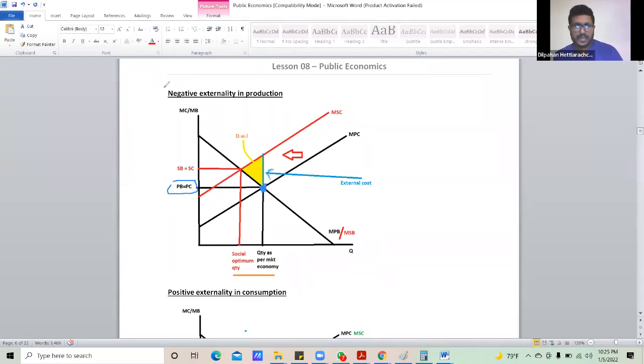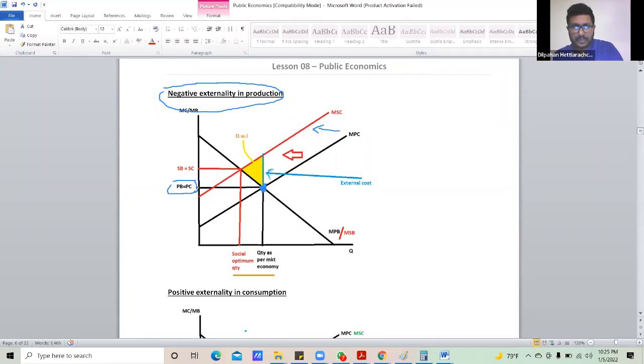Then we have to remember about the externality. It's a production externality. Production is connected with demand or supply. Production means it's affecting the supply curve. Negative externality. That means do we need to increase the supply or do we need to reduce the supply? We need to reduce the supply. So therefore, the supply curve should be shifted to the left side. It will go to the left side like this.